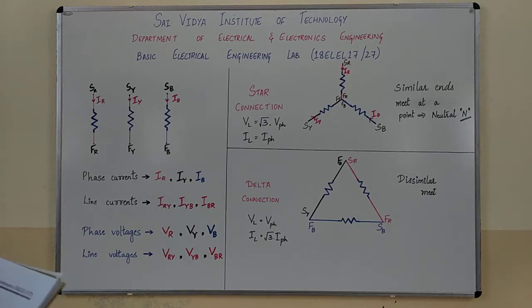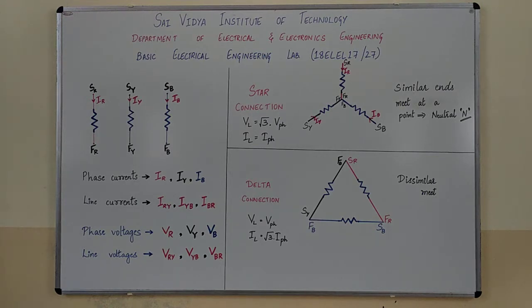The star connection is formed by connecting the starting or terminating ends of all the three windings together at a point. This common point is called the neutral point. The remaining three ends are brought out for the supply connection. Star connection is preferred for long distance power transmission because it has a neutral point.